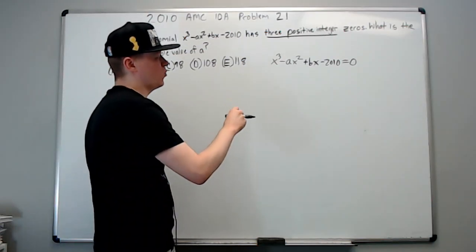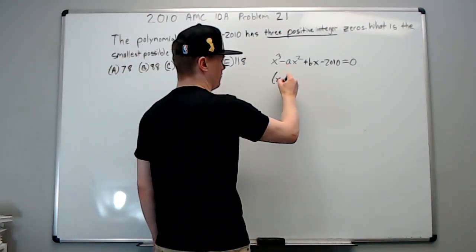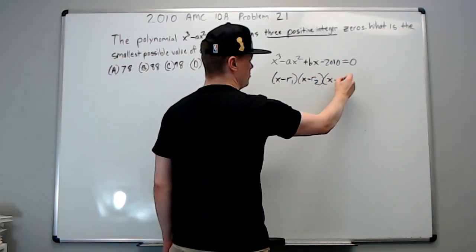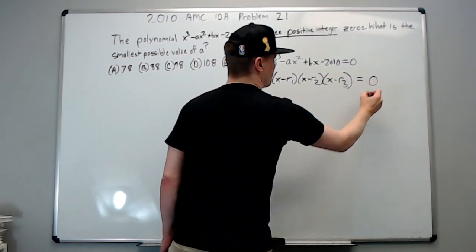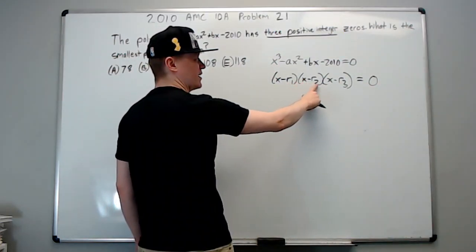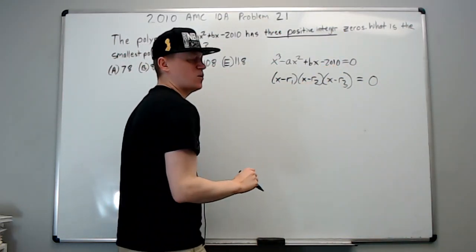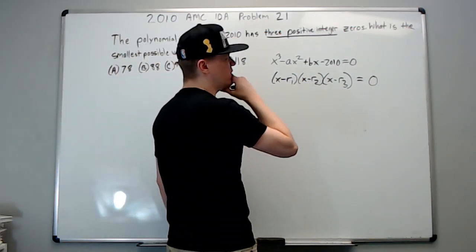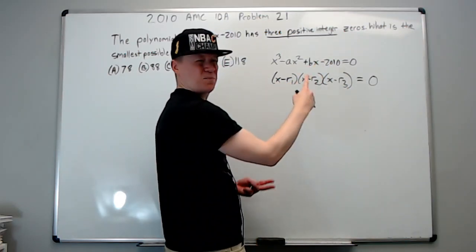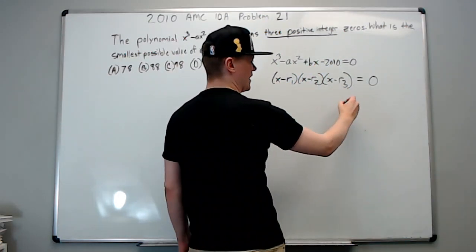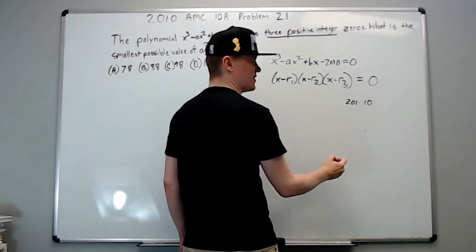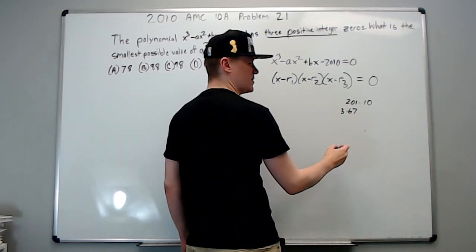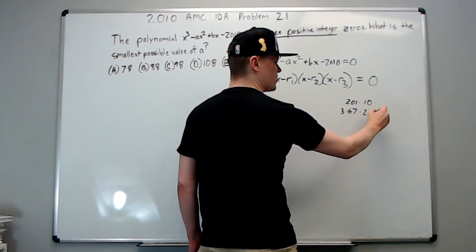So we know then that this needs to take on the form x minus r1 times x minus r2 times x minus r3. And we know that the product of the roots is going to equal negative 2010. Okay, so if they're all integers, then we can prime factor 2010. 201 times 10 is where I started. This is a multiple of 3, specifically 3 times 67, and this is 2 times 5.